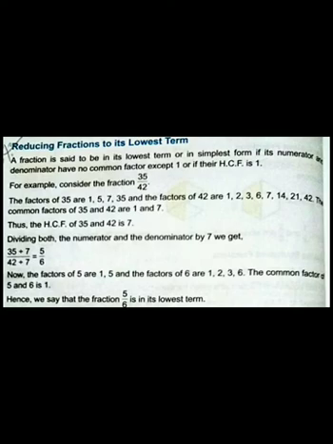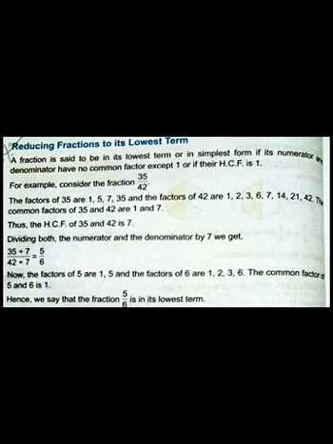So let's see the example. We have 35/42. We will write the factors of both the numerator and the denominator. We'll write the factors of the numerator. Factors of 35 are 1, 5, 7, 35. And then factors of 42 are 1, 2, 3, 6, 7, 14, 21, and 42.